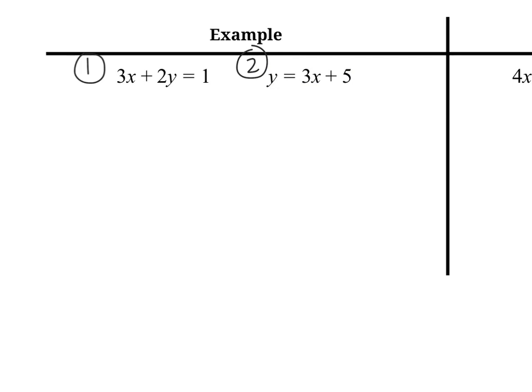Because equation 2 is already isolated for y, wherever I see the letter y, I know that it is equal to 3x plus 5. So what I can do is take this portion and substitute it, or stick it, into equation number 1 in the place of y.